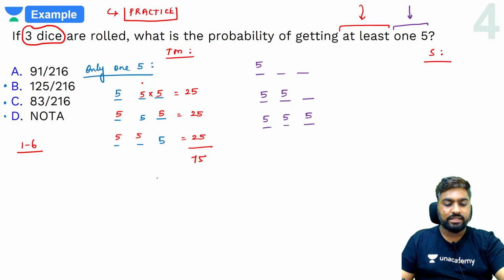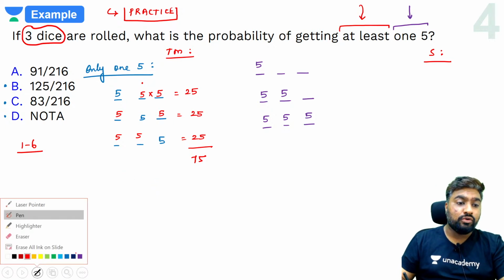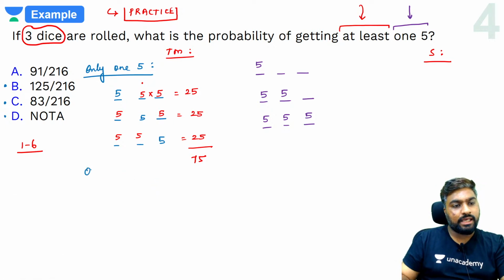Say yes if you've understood this. Say yes if it made sense. Understood? Okay, now what do we do? We go for only 2 5s. Yes, only 2 5s. 3 5s should not come, only 2 5s.